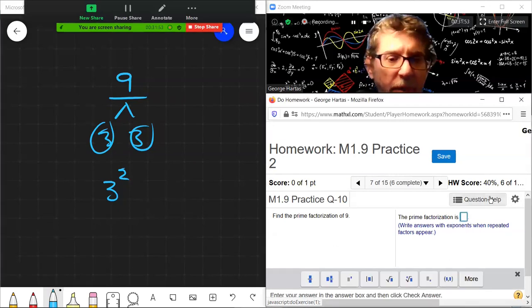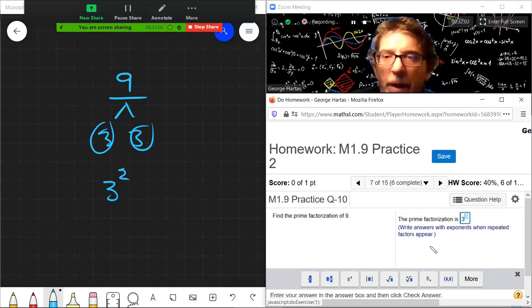So you type in the base 3, and then you type in this exponent symbol down here, the superscript, click it, and then you'll be able to type in the 2.